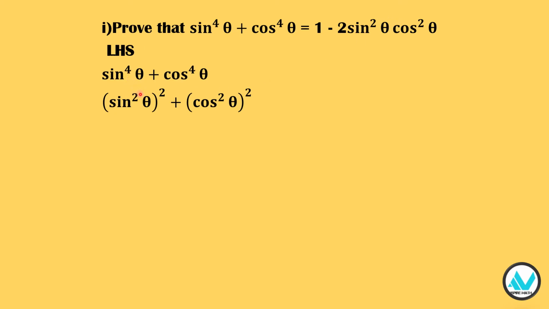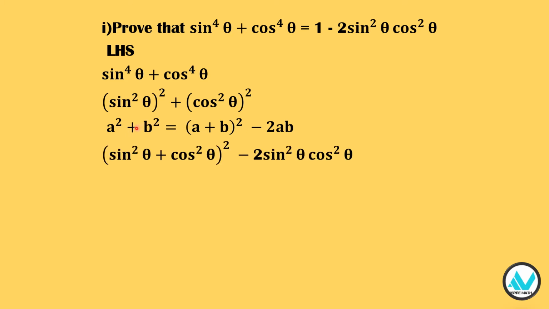So I can write sin power 4 theta as sin square theta the whole square and cos power 4 theta is nothing but cos square theta the whole square. Now I can apply the identity a square plus b square equal to a plus b the whole square minus 2ab. Now here in place of a I have sin square theta and in place of b I have cos square theta. So now I'm going to apply the identity here. So a plus b the whole square, that is sin square theta plus cos square theta the whole square minus 2 times sin square theta into cos square theta.